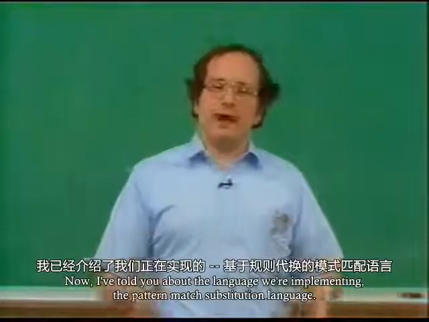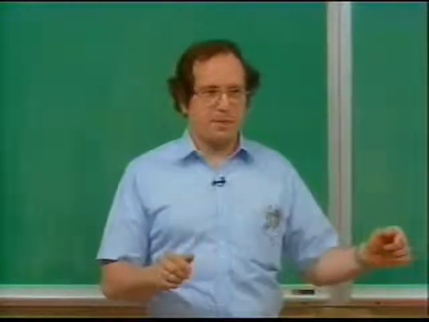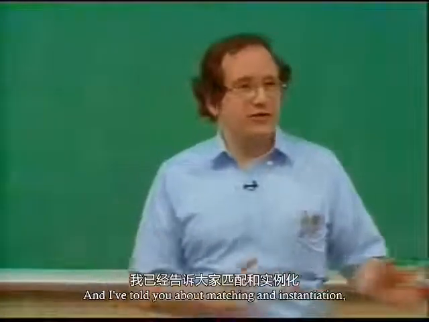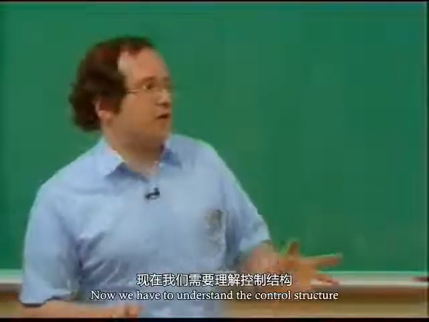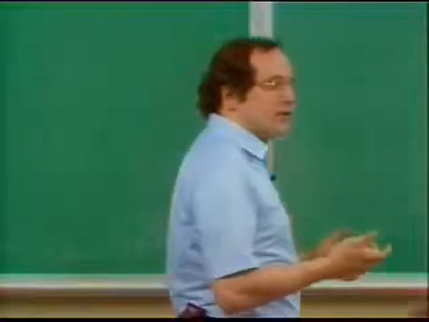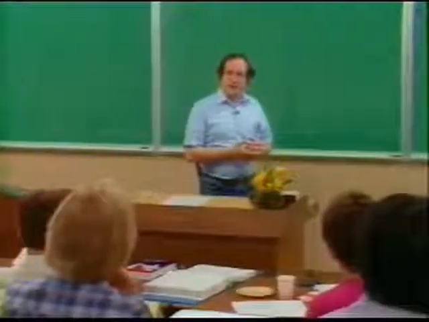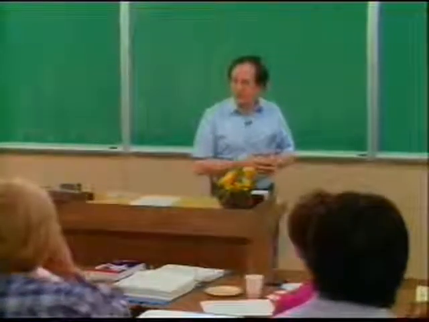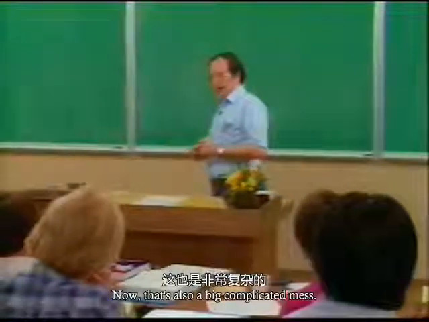Now, I've told you about the language we're implementing, the pattern match substitution language. Showed you some rules. And I've told you about matching and instantiation, which are the 2 halves of how a rule works. Now we have to understand the control structure by which the rules are applied to the expressions so as to do algebraic simplification. Now, that's also a big, complicated mess.